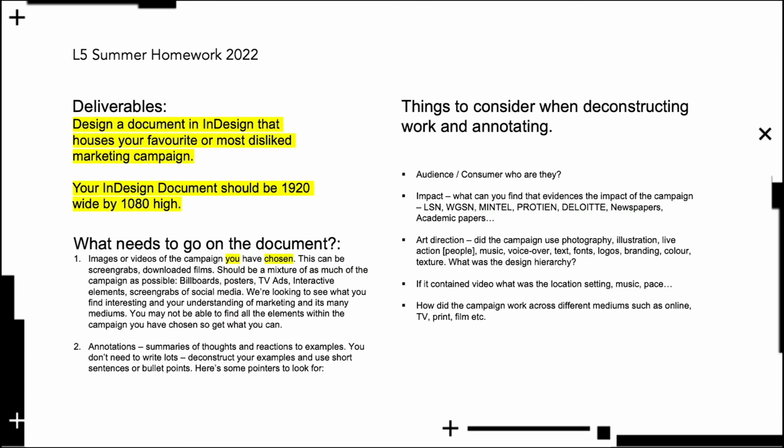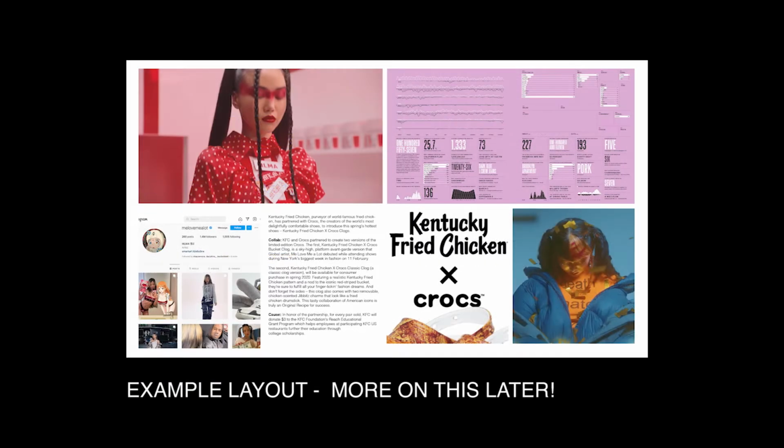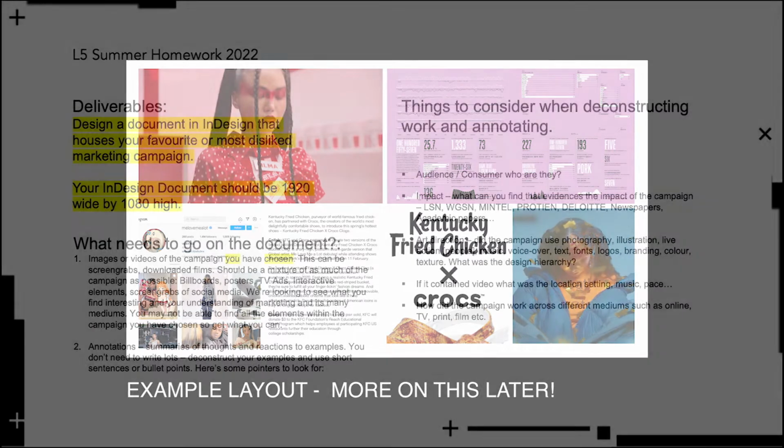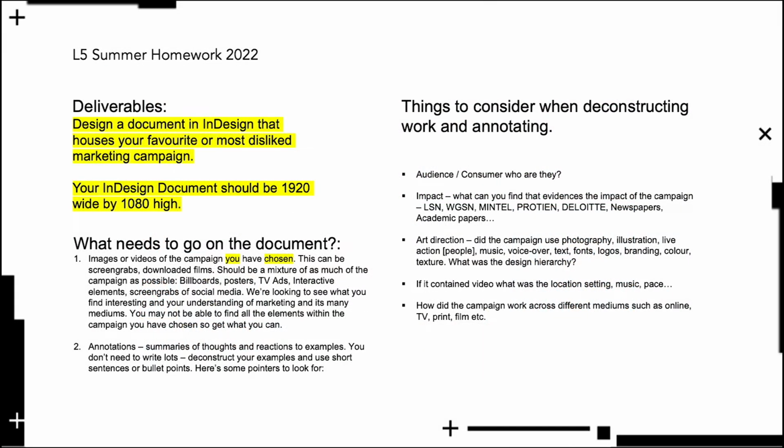So you'll have to bring this in with you on the first week back, and we'll be looking at this stuff during sessions and your personal tutorials. So you've got to design a document in InDesign that houses your favourite or most disliked marketing campaign. You're going to do this in InDesign like you've done in modules throughout your first year, and it's going to be 1920 wide by 1080 high, and that's pixels.